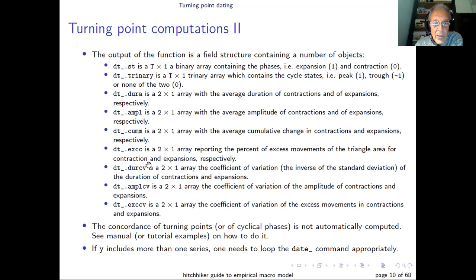The next three subfields simply compute the coefficient of variation across contraction and expansion for each of the statistics that we have mentioned. One thing that is missing from this list is the concordance of turning points, and this is not automatically computed. There will be an example in the tutorial which shows you how to do it. And the function date works on a single series. So if you have more than one, you have to loop the function inside a for loop.